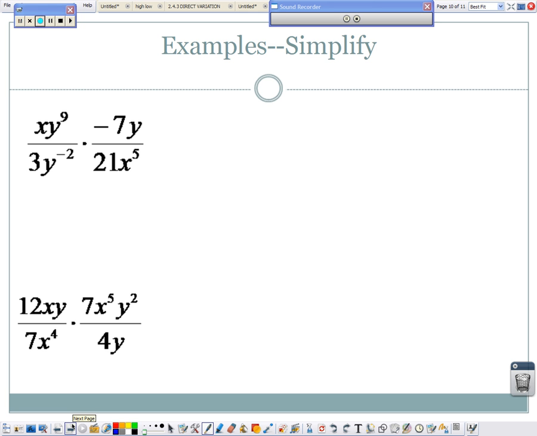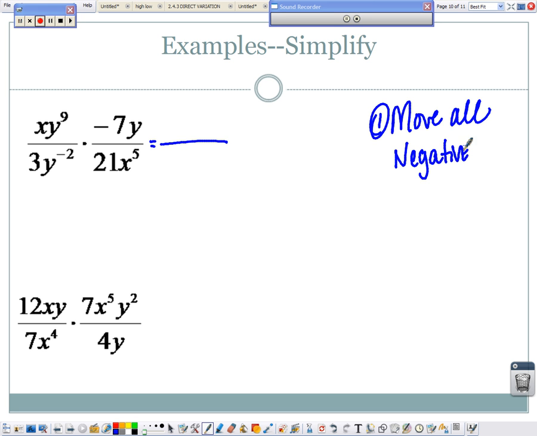Next ones. Now, as these get more complicated, first of all, I suggest taking care of any negative exponents. So we're going to move all negative exponents. Okay, so the only one we've got is this one, and I'm just simply, remember, going to move it up on top. Okay, remember there's an invisible 1 here.